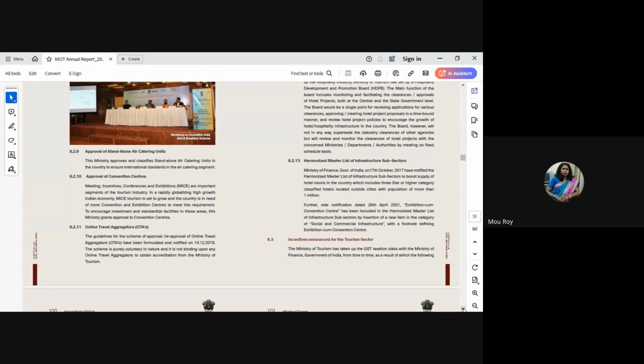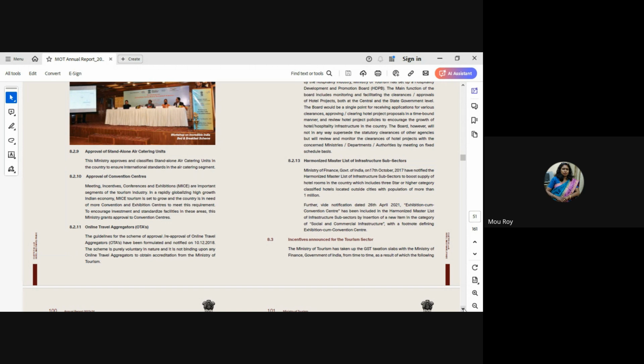It is known as MICE. You should remember MICE: M stands for meetings, I stands for incentives, C stands for conferences, E stands for exhibitions, and they are very important segments of the tourism industry. At the same time, they are also very important for the economic growth of a country. In fact, our country is more in need of convention and exhibition centers to meet these requirements.